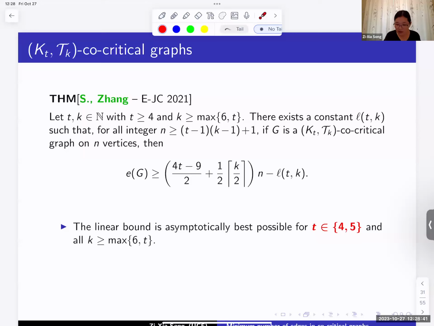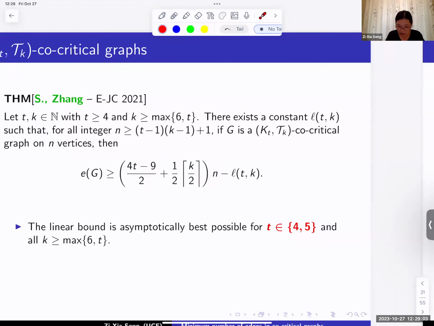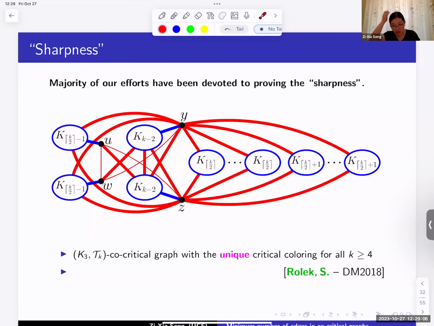For t equals 6, K6, T, K, we were unable to construct such a co-critical graph with this correct number of edges. To show the sharpness of this result is actually quite non-trivial. The majority of our efforts here have been devoted to proving the sharpness. How do you construct such a co-critical graph?